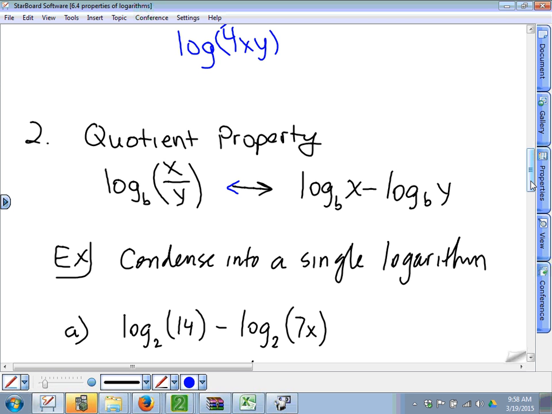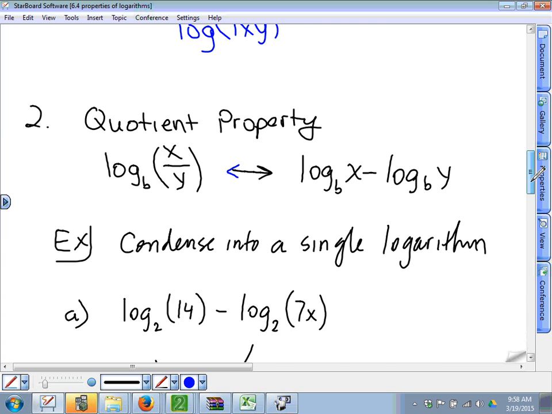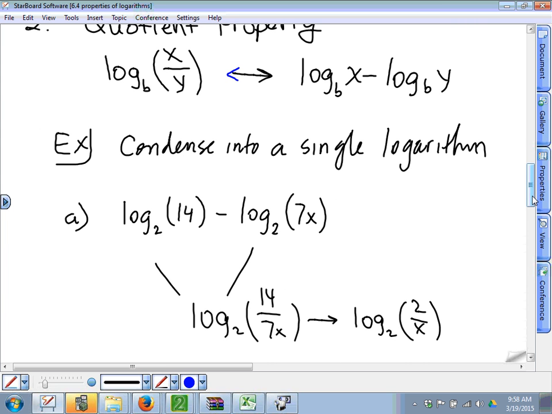Okay, just a word of caution. Again, if you answered log base 2 of 14 over 7x, I wouldn't give you full points. I'd give you most of the points because you at least knew the property. So you'd get maybe 75% of the credit if you answered 14 over 7x, but 14 over 7 can reduce to 2. So to get full points, you'd write it as log base 2 of 2 over x.